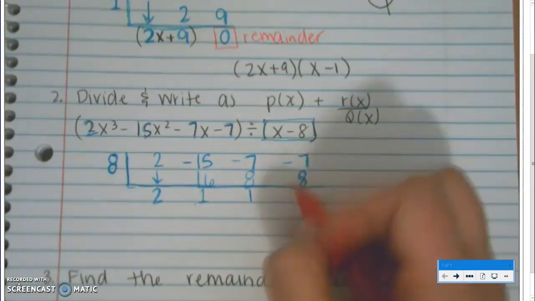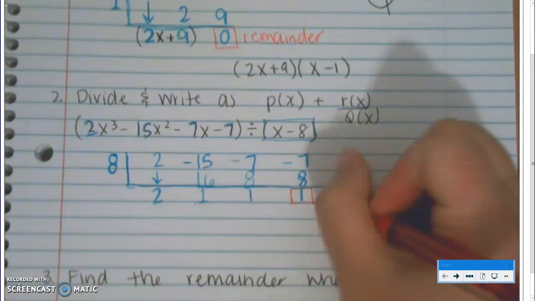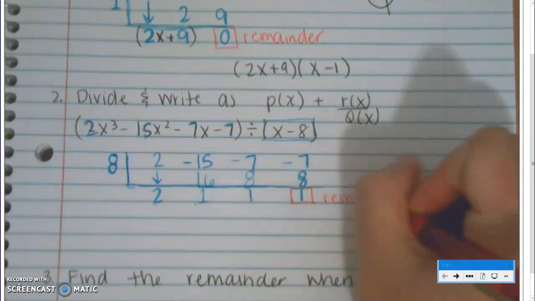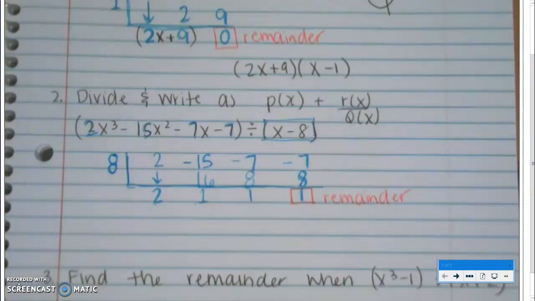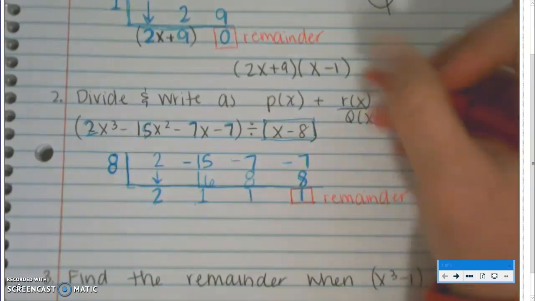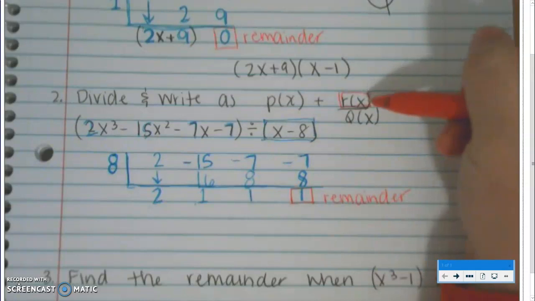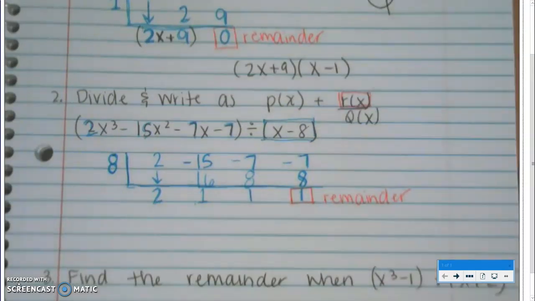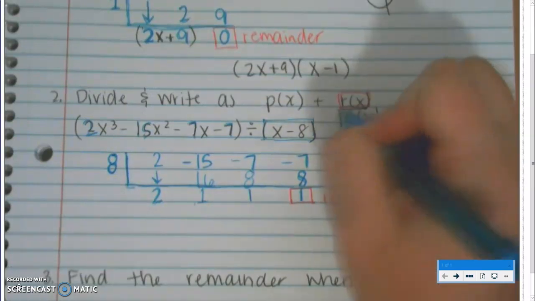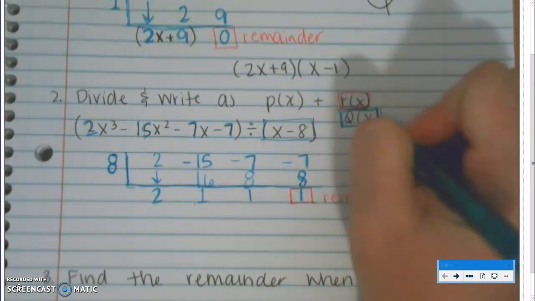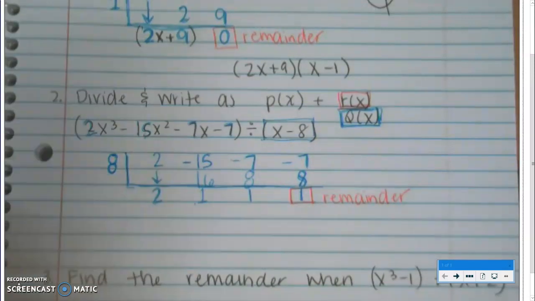So this one does have a remainder. This is my remainder. So that means x minus 8 is not a factor. So when I'm going to write my answer, the 1 is this. I'm going to put 1 up here. The thing that I'm dividing by is x minus 8. So the x minus 8 is what's going to go here, because that's what I was dividing by.